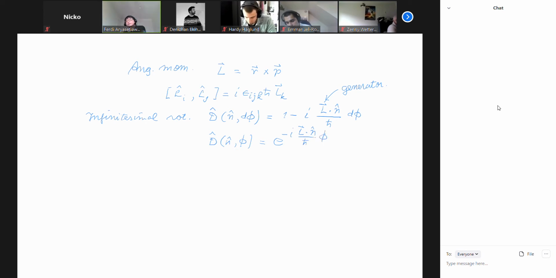So let's first check that it is indeed a rotation operator. One way to do this is simply apply this to some position eigenket. Let's take the position eigenket r like that. So that would be x, y, and z. We look at the Cartesian components.